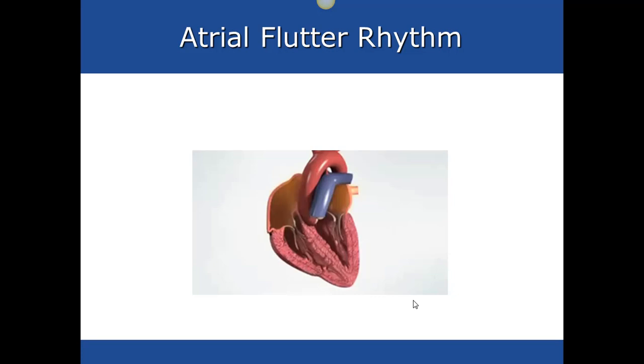An atrial flutter with a slow ventricular response will result in a ventricular rate of less than 60 beats per minute. An atrial flutter with a rapid ventricular response will result in a ventricular rate of 100 to 150 beats per minute.